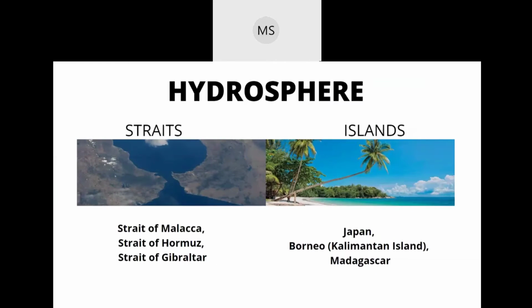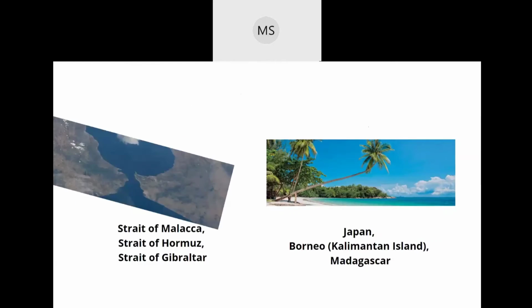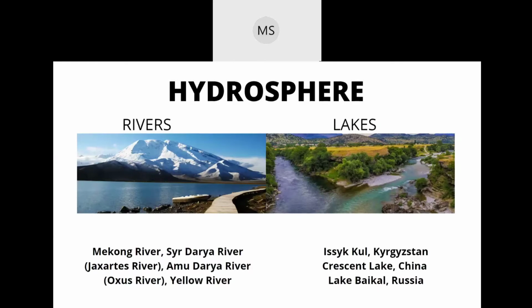There are also straits such as the Strait of Malacca, Strait of Hormuz, and Strait of Gibraltar. The islands are in Japan, in Borneo, which is Kalimantan Island, and Madagascar. There are also rivers and lakes. There are the Mekong River, Syr Darya River, Amu Darya River, and Yellow River. The lakes are Issyk-Kul in Kyrgyzstan, Crescent Lake in China, and Lake Baikal in Russia.